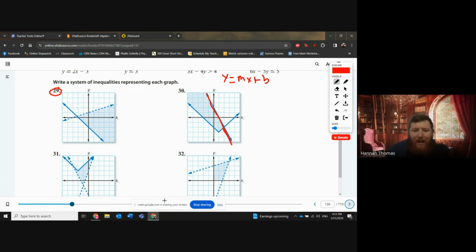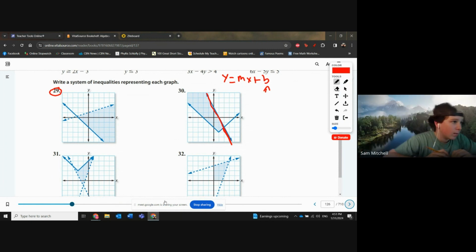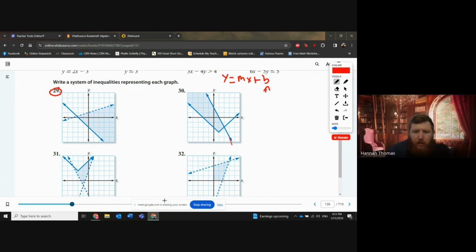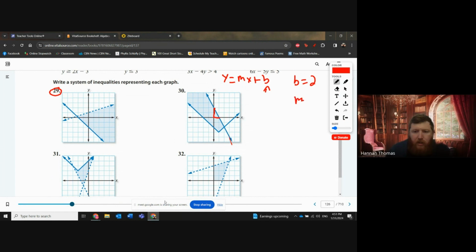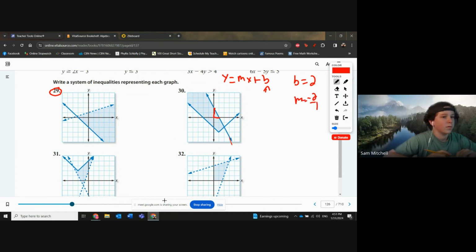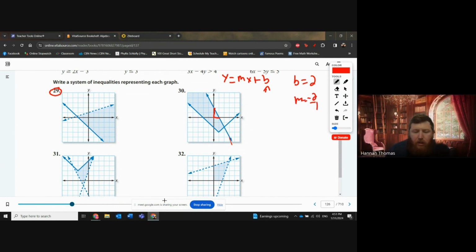Awesome. All right, so we need to figure out b. Where does it cross the y-axis? At 2. So we know that b equals 2. And what's the slope? Down 2 to the right 1. So the slope is -2 over 1. And is this above or below the line where it got graphed?